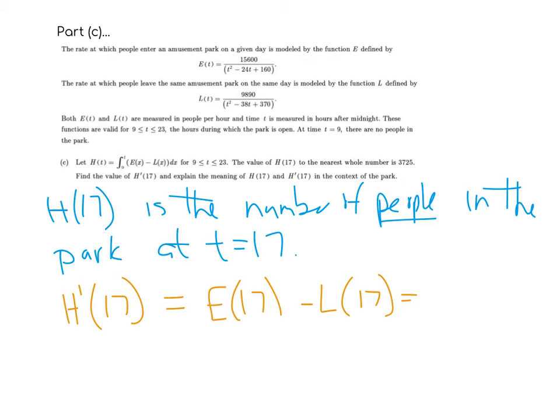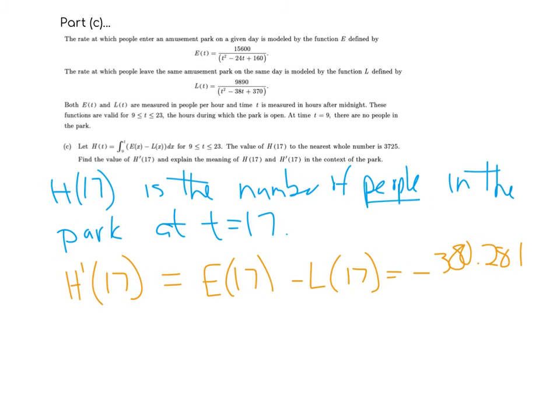And let me continue talking. So I'm finding the difference between entering and leaving. So the difference between, not entering, leaving, careful, the rate at which we enter and the rate at which we leave. So if I find the difference in those, that should tell me the rate at which people are either entering or leaving the park overall. So I have E of 17 minus L of 17, and I get negative 380.281.